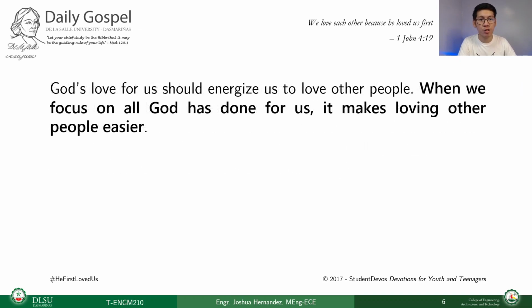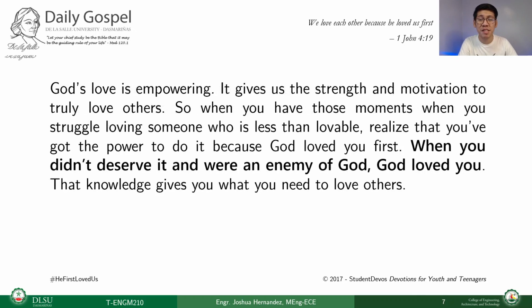God's love for us should energize us to love other people. When we focus on all God has done for us, it makes loving other people easier. God's love is empowering. It gives us the strength and motivation to truly love others. So when you struggle loving someone who is less than lovable, realize that you've got the power to do it because God loved you first. When you didn't deserve it and were an enemy of God, God loved you. That knowledge gives you what you need to love others.